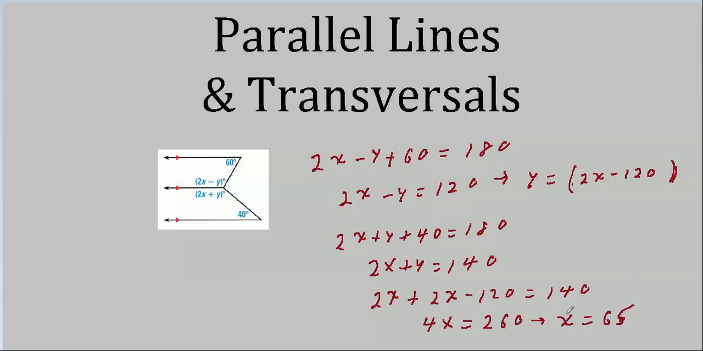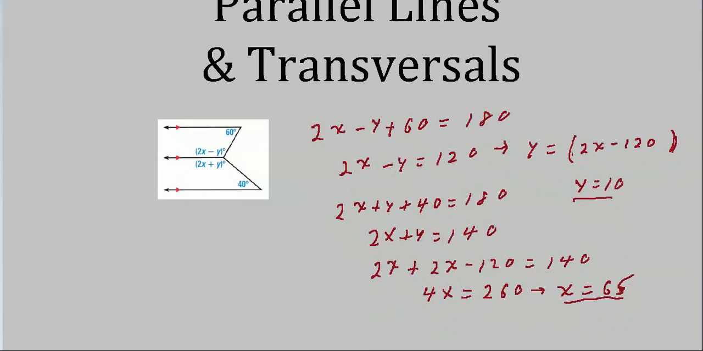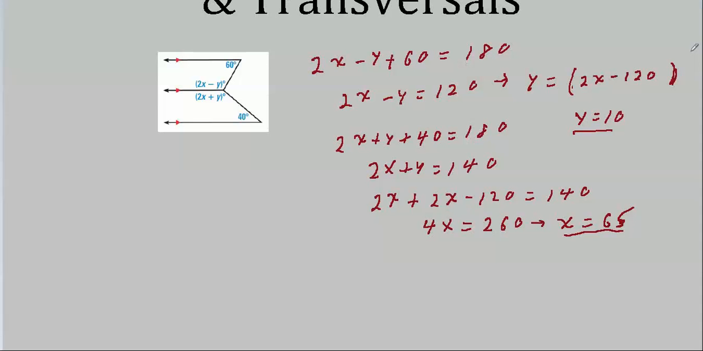Wonder if that works. Well, we haven't figured out what y is yet. x is 65. 2x would be 130 minus 120, which means y would equal 10. Now if we check that over here, we get 130 minus 10 is 120 plus 60 is 180. So it works out. So we get x equals 65 and y equals 10. But as I said, there's another way to do this. If you see it in the future, this might be a little quicker and more clever.